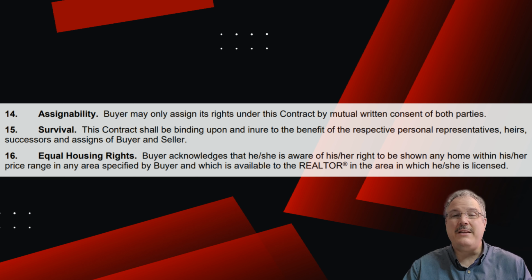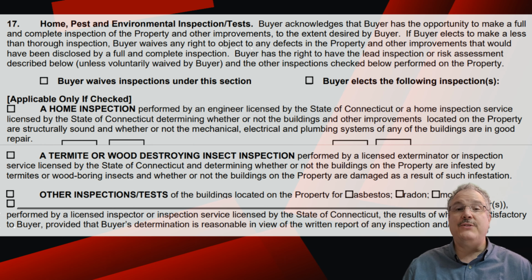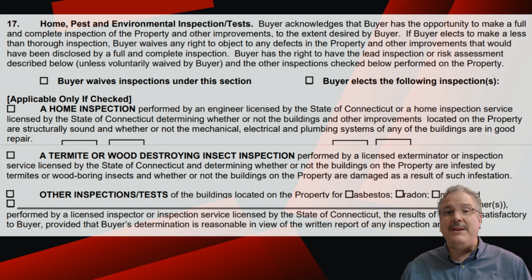Section 16 is about equal housing rights. As a realtor, we have an ethical and honorable obligation to not steer anyone in a certain area and to show anything that the buyer can afford. And 100%, I wouldn't dream of doing anything aside from that. Okay, so section 17 is the inspection contingency section. This is where we're going to outline the details of the inspections that are going to be conducted, the timeline, which ones we're going to do.